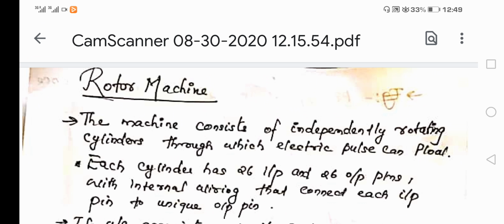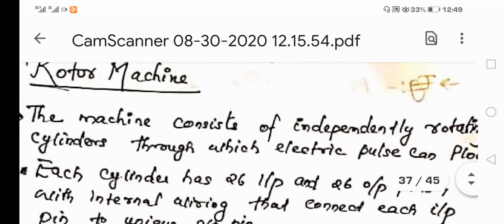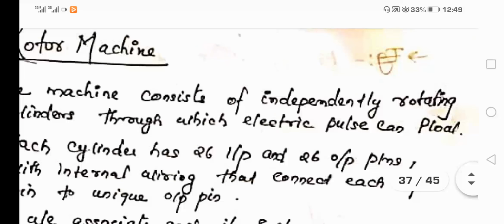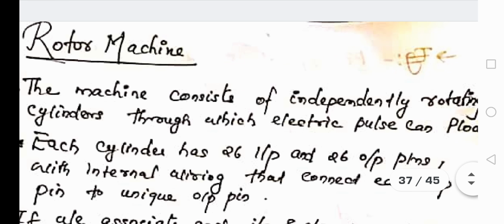Okay, so this rotor machine is an electromechanical device, which works based on various cylinders. That means the cylinders are independently rotating. Actually this machine consists of 6 independent cylinders. So this rotor machine is an electromechanical device which consists of 6 independently rotating cylinders, through which electrical impulses will be flowing. Based on the electrical impulse flow, these 6 cylinders will be rotating, based on which you can do the encryption and the decryption process.